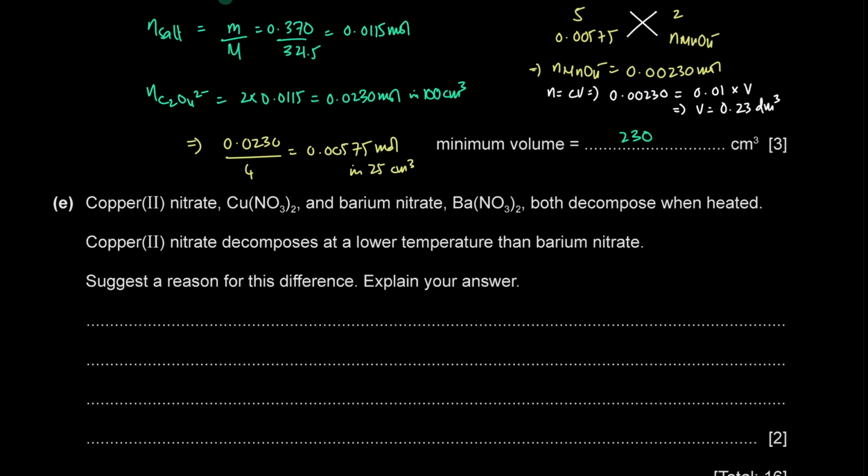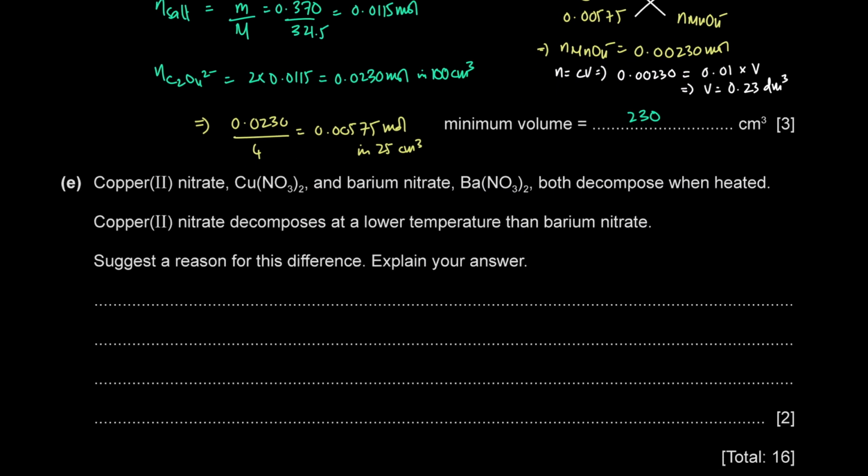Copper 2 nitrate and barium nitrate both decompose when heated. Copper 2 nitrate decomposes at a lower temperature than barium nitrate. Suggest a reason for this difference. Explain your answer. If you remember from group 2, when you go down the group, the thermal stability increases.